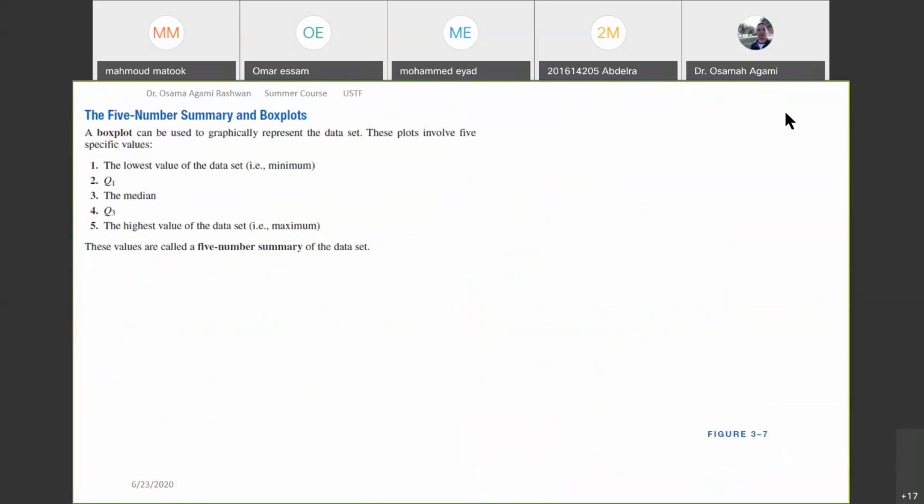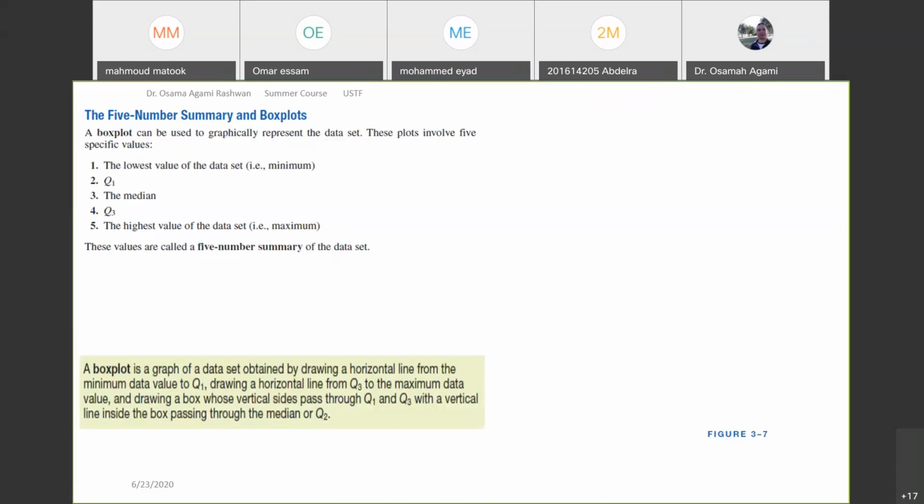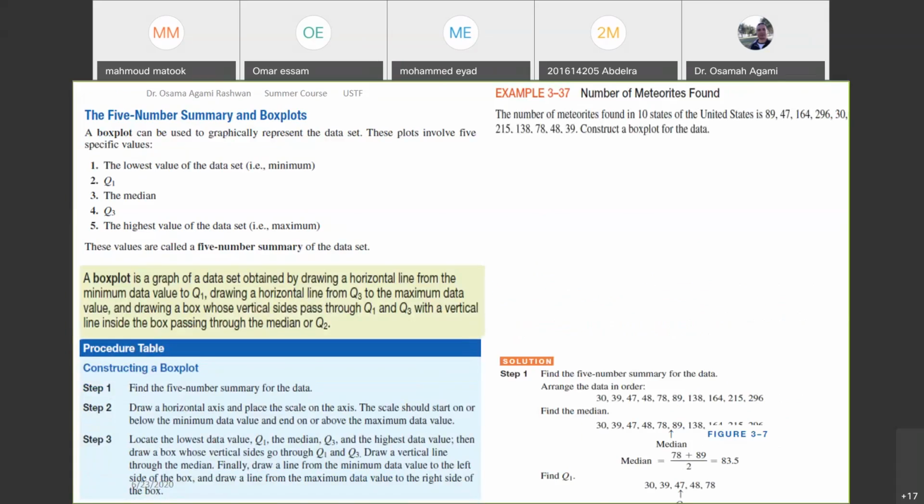Let's go for how to graph this: Q1, Q2, Q3, and the minimum value and the maximum value. This is what we call the 5-number summary, which I call box plots. Why do I call it box plots? Because this is exactly like a box.